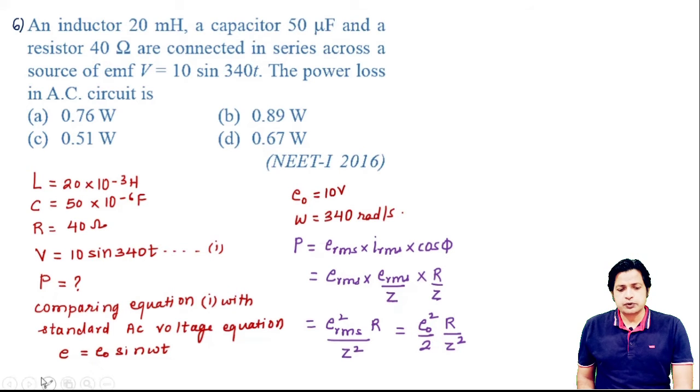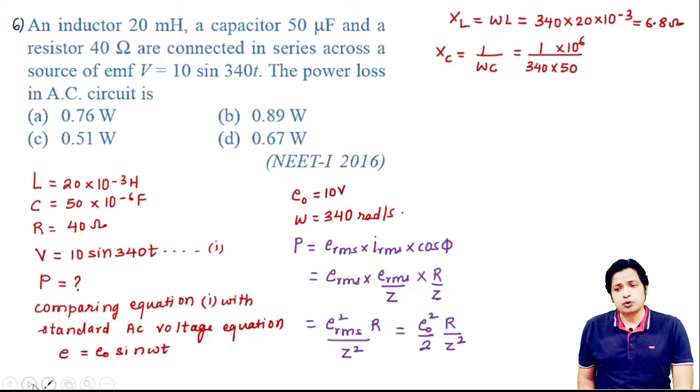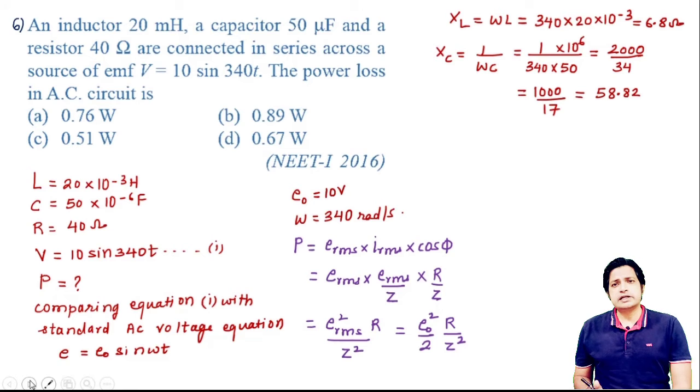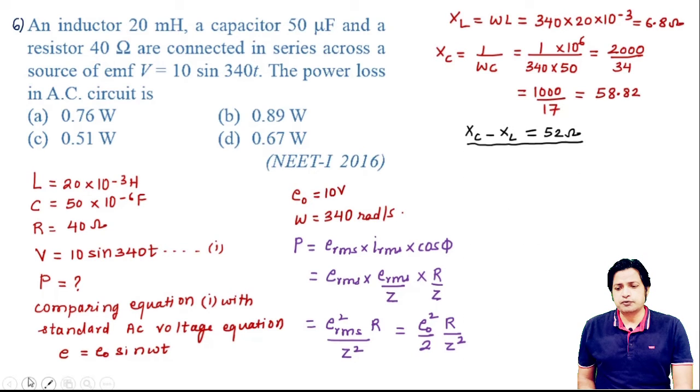So let me do that. First I'll calculate XL. XL is omega L. We know omega, we know L, we can find out XL. Then I'll calculate XC. XC is equal to 1 by omega C. So when I do the calculation, XC turns out to be 58.82, which you can take as 59 approximately, or let it be 58.8. Now let me calculate XC minus XL. I hope you know the formula for Z. Z is nothing but root of R square plus XL minus XC the whole square, right? So let me calculate the value of Z. But before that, I'll calculate XC minus XL, which is 52. Now Z square is R square plus XL minus XC the whole square.